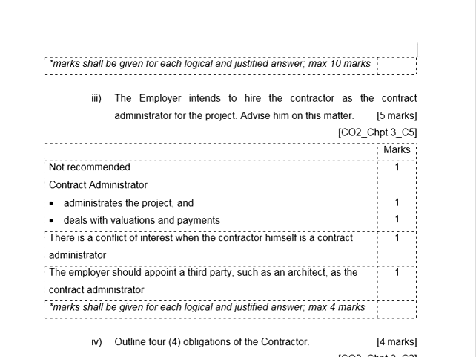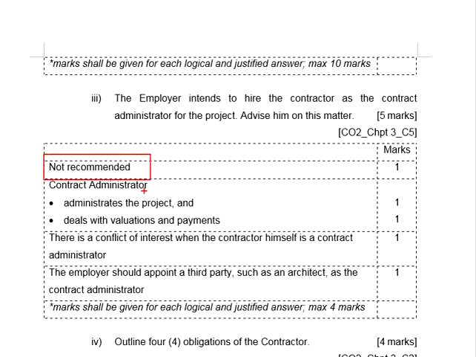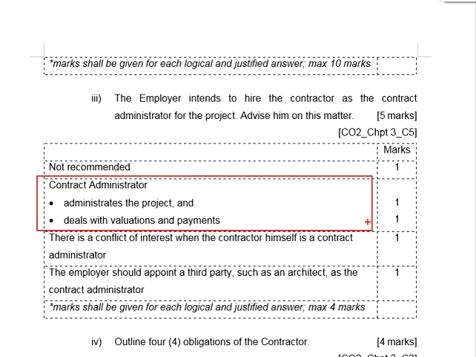Why? Because the students will have to decide whether it is acceptable or not acceptable. Not only that, students will have to provide justifications. So we will have to look into the solutions, whether it is recommended or not recommended. If it is not recommended, why is this so? Probably students will have to outline the responsibility of the contract administrator and justify why the contractor cannot be the contract administrator at the same time.